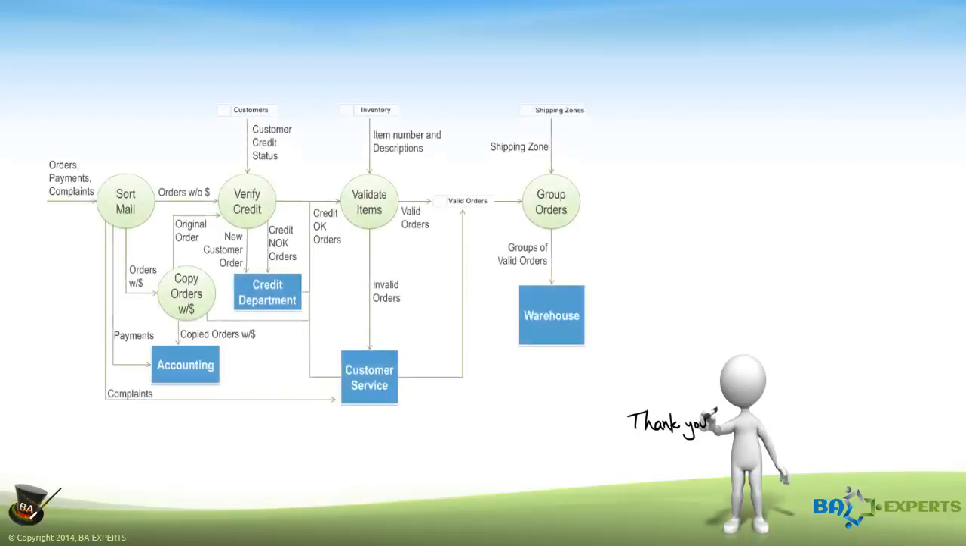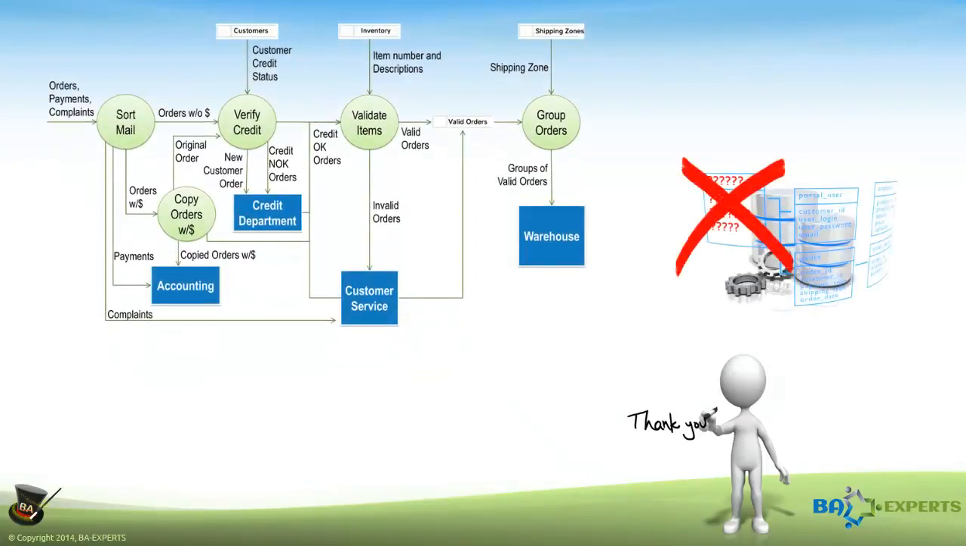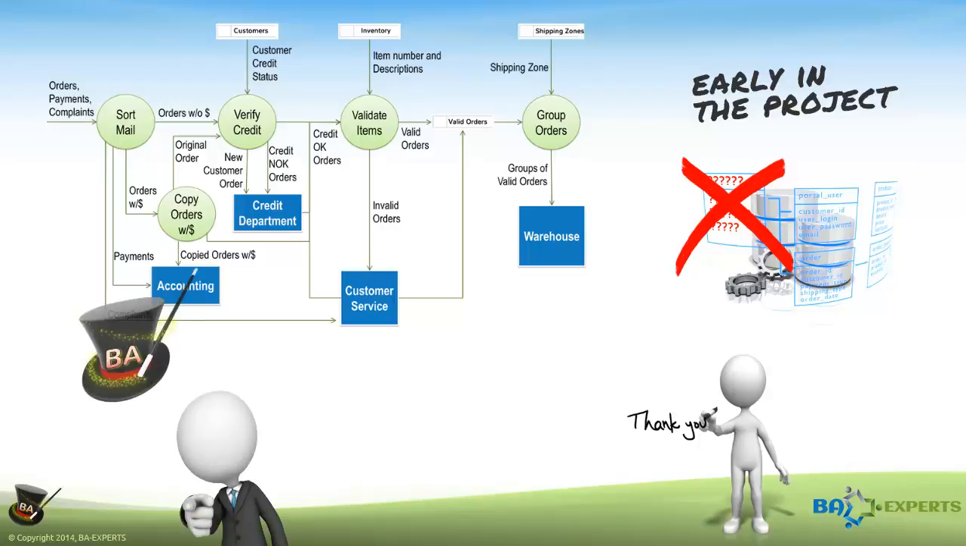Thank you for viewing this Knowledge Nugget. Now that you know how to use a data flow diagram to reduce data inconsistencies and conflicts early in the project, make good use of this technique when you are the one wearing the BA hat.